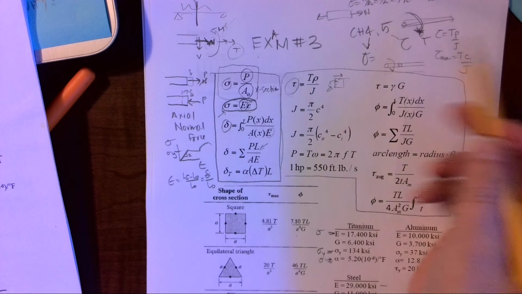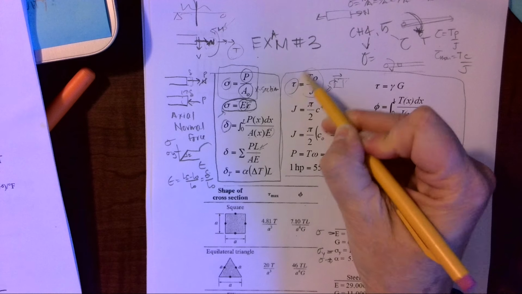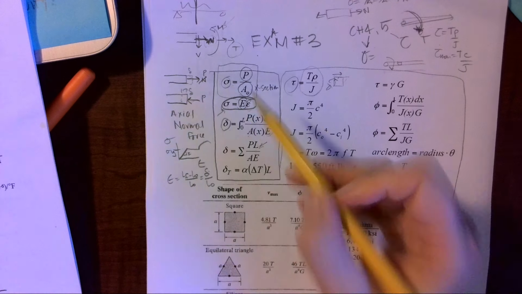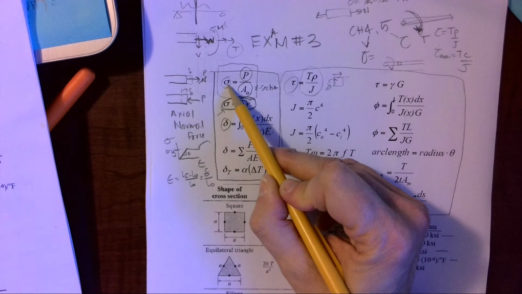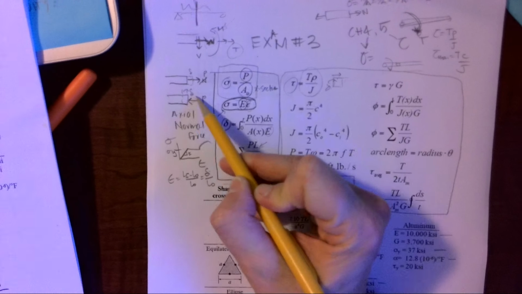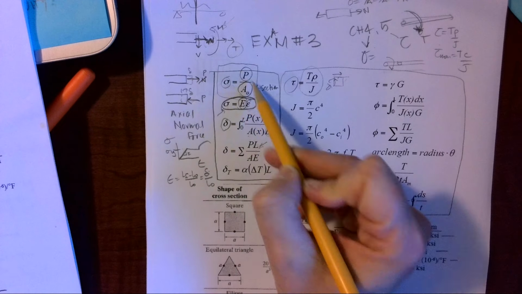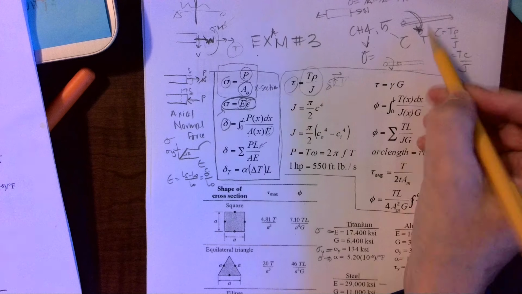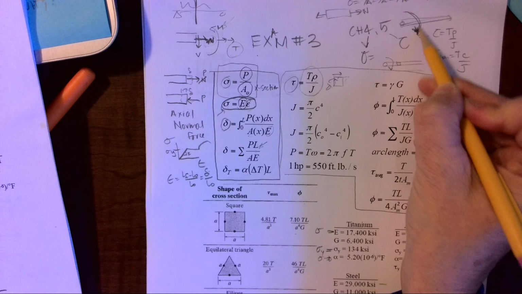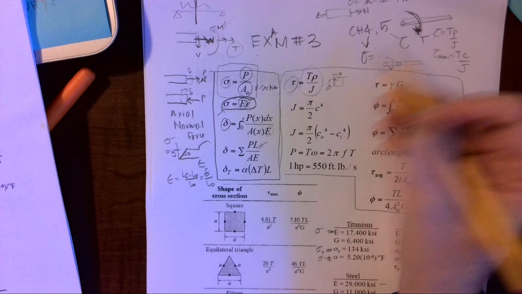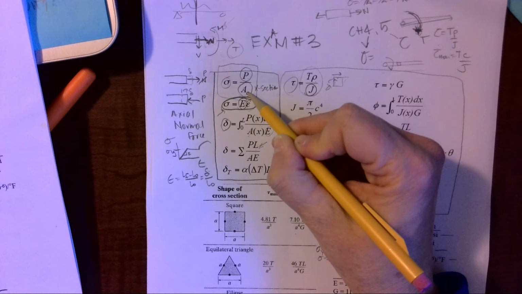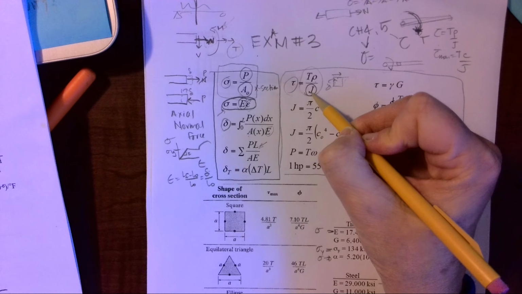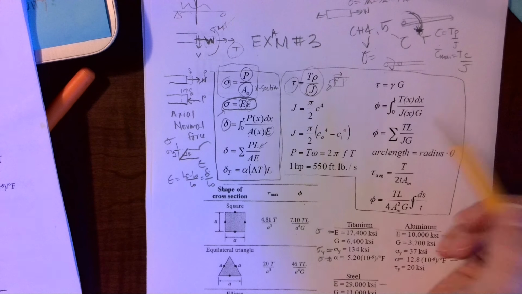This formula is a little bit different. This normal stress is average. It doesn't matter where I look along this cross section. It all is just P over A. Shear stress, torque. Torque is the internal torque at that point where we've cut it. J, much like A, is a constant for that cross section. You have to know what J is, polar moment of inertia.